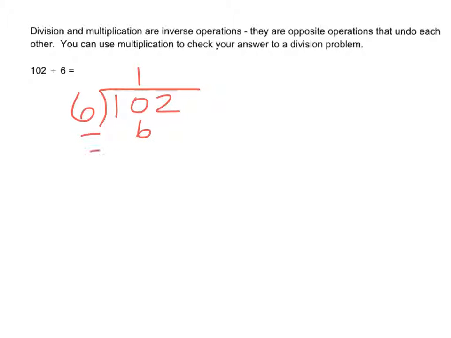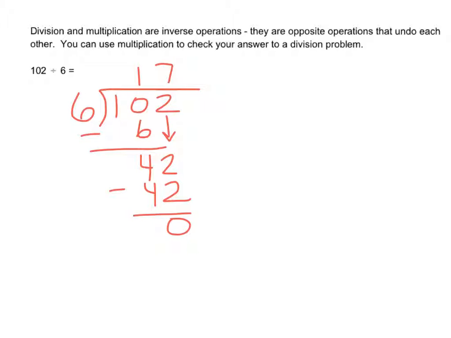I'm going to subtract 6. 10 minus 6 is 4. Bring down 2, and then 6 will divide into 42. That'll go 7 times. And I don't have anything left for a remainder. So now I can check that, and I can check it by taking my quotient and multiplying it by my divisor. And if I have divided correctly and if I multiply correctly, I should end up with my dividend.